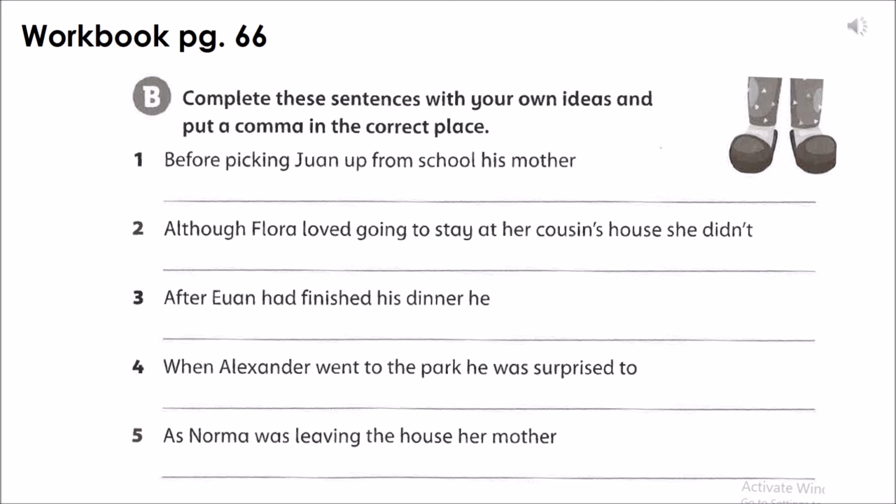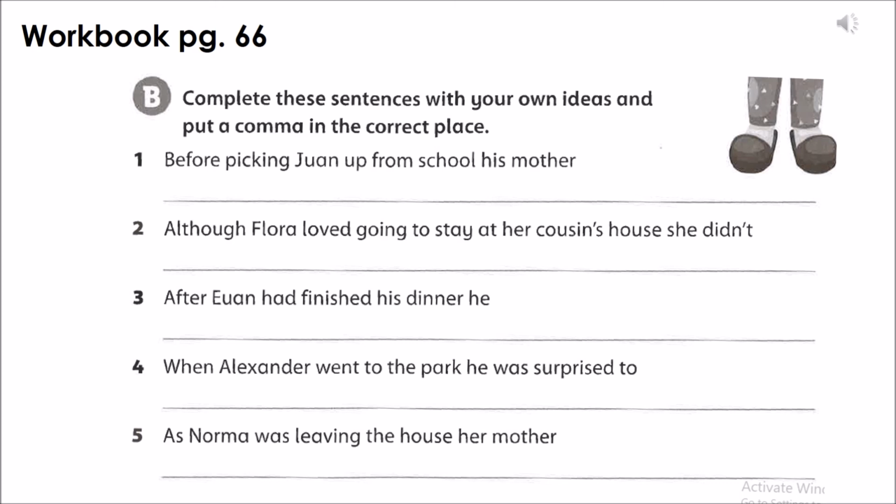For section B, I want you to complete the sentences with your own ideas, but you also have to put a comma in the correct place after the subordinate clause. Number 1, before picking Juan up from school, his mother. Number 2, although Flora loved going to stay at her cousin's house, she didn't. Number 3, after Ewan had finished his dinner, he. Number 4, when Alexander went to the park, he was surprised to. Number 5, as Norma was leaving the house, her mother.